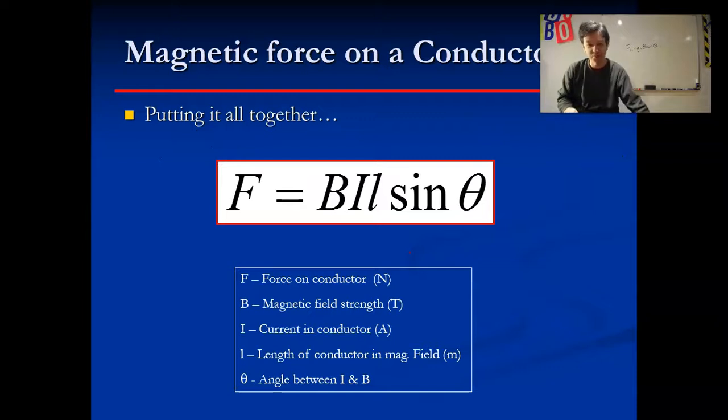Yes, F equals BIL. Magnetic field times the current times the length of the wire, times the sine of theta, which is the angle between the current and the magnetic field. And that's pretty much it for the lesson.